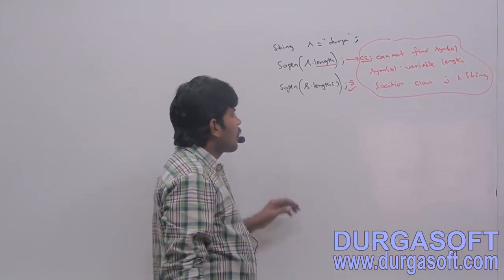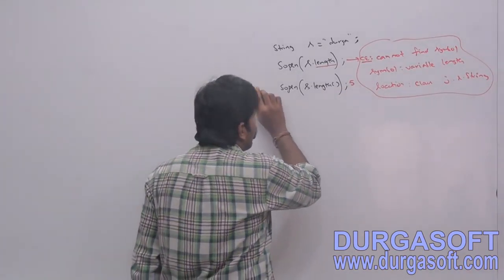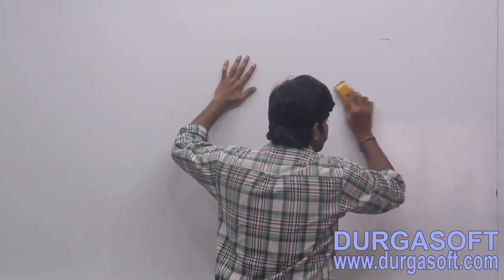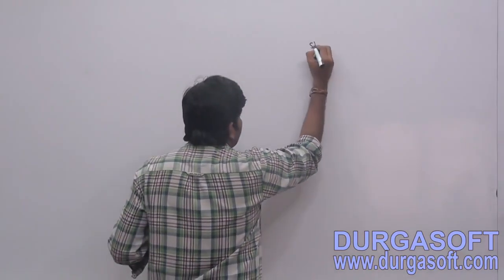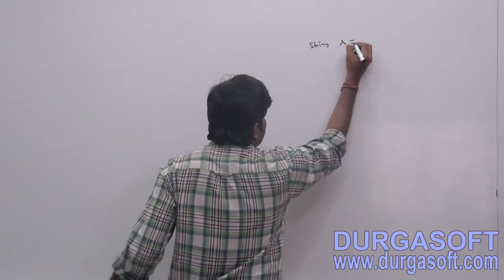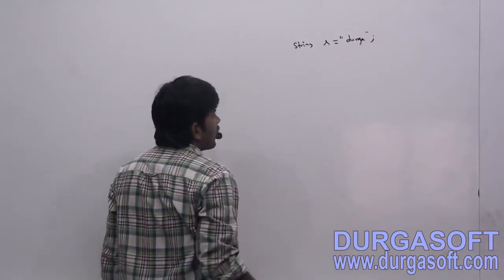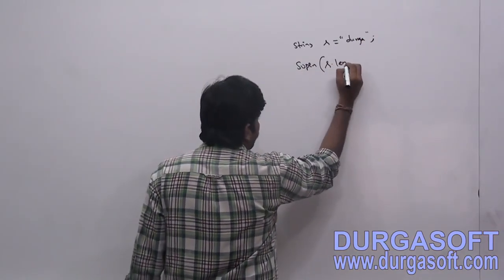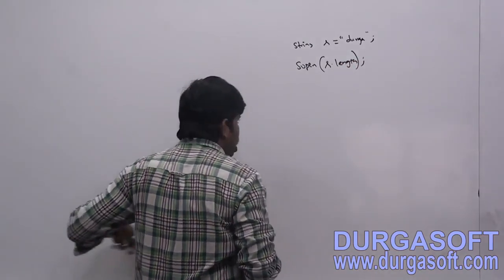That's all. Are you able to understand, right? So this is what you people should be aware of clearly. Next, take this example, no problem. String s is equal to Durga. SOP of s dot length.